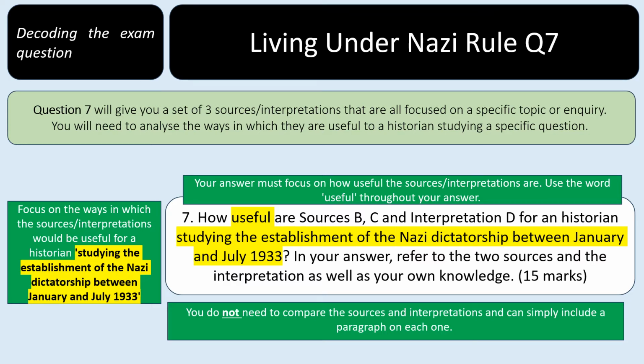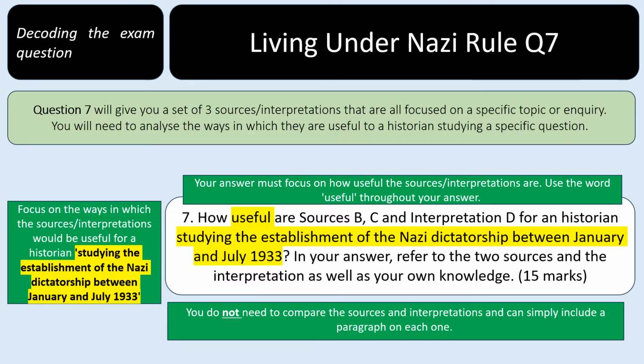Question 7. How useful are sources B, C and interpretation D for an historian studying the establishment of the Nazi dictatorship between January and July 1933? In your answer, refer to the 2 sources and the interpretation as well as your own knowledge. Now this question is worth 15 marks.